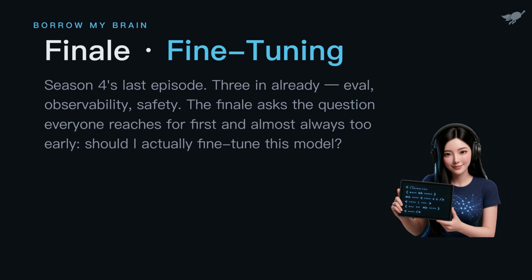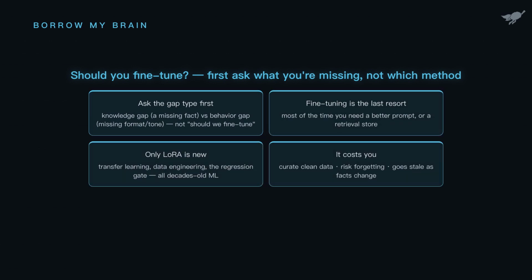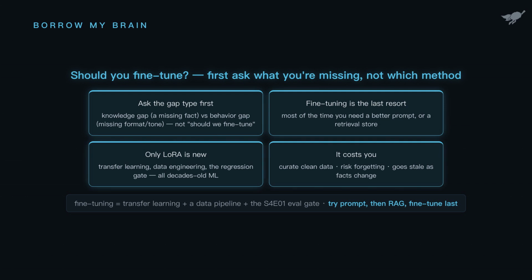Today, the last episode asks the question everyone reaches for first, and almost always too early. Should I fine-tune this model? Let me put the honest card on the table right up front. Fine-tuning, taken all the way apart, is transfer learning, plus a data pipeline, plus that eval gate we covered in the first episode. The only piece in there that genuinely counts as new for the AI era is one thing. It's called LoRA.